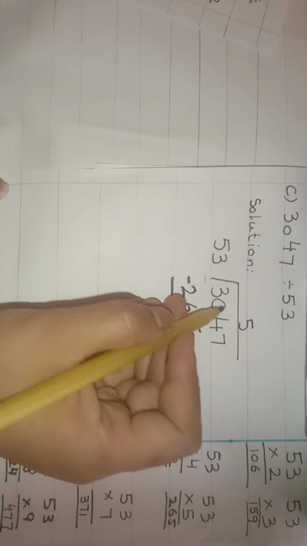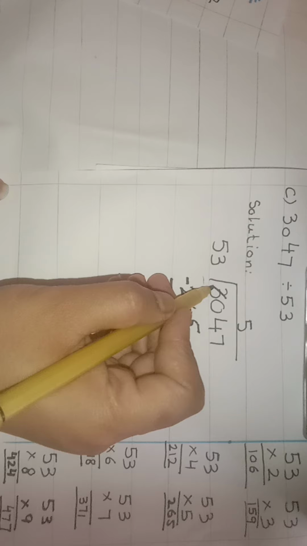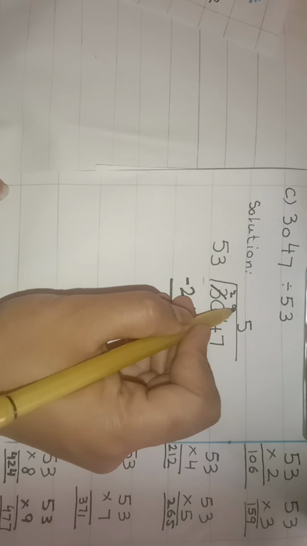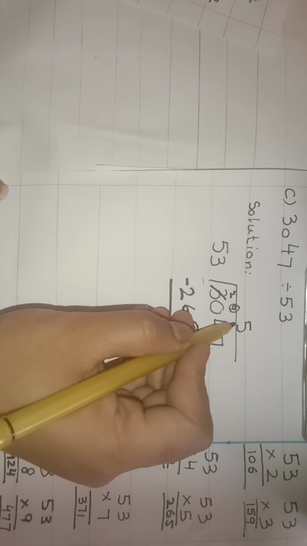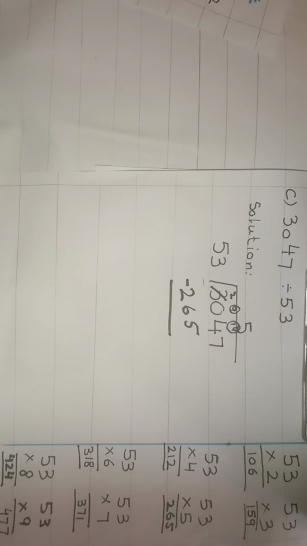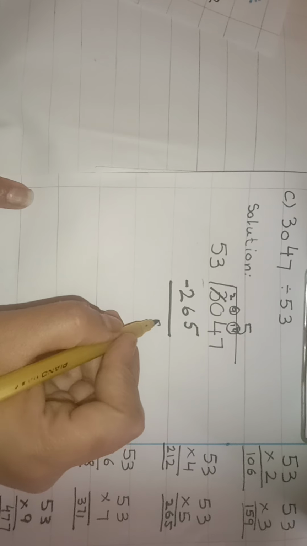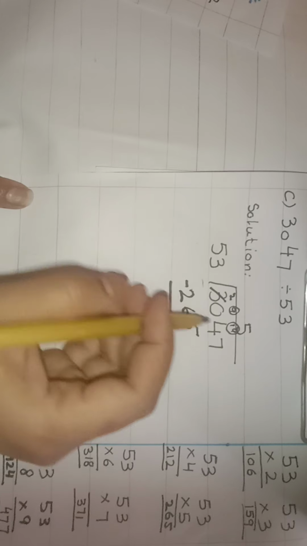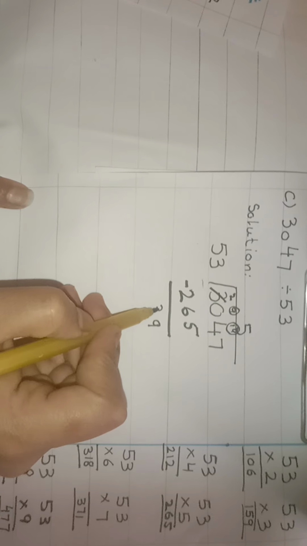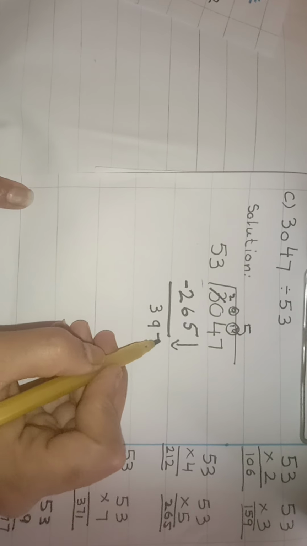4 minus 5 is not possible, we can't take carry from 0, so we will take carry from 3. It will become 2, it will become 9, and it will become 14. Now 14 minus 5, 9. Then 9 minus 6, 3. 2 minus 2, nothing. Now we will put down 7.